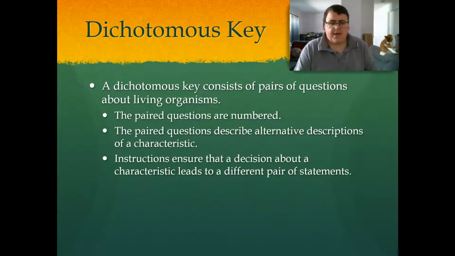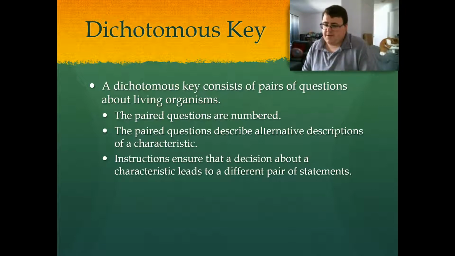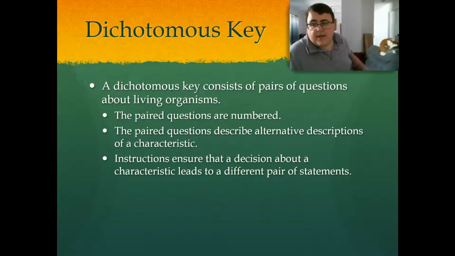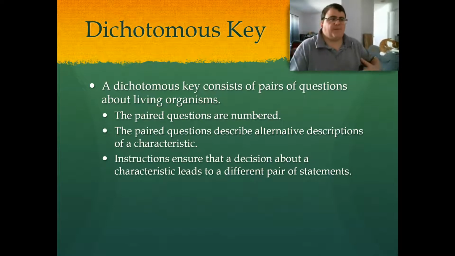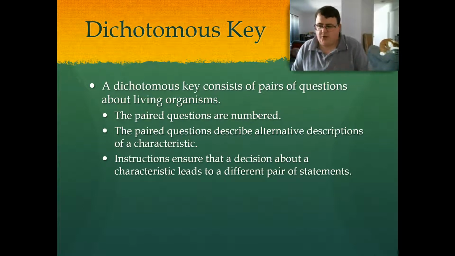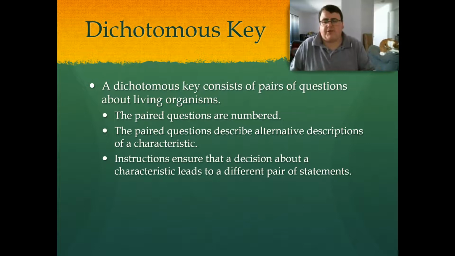A dichotomous key consists of pairs of questions about living organisms, and those paired questions are numbered. Each of the pairs will have alternate descriptions of a characteristic. So for example, I might have this cat: the animal has 4 legs, or the animal has 2 legs. If it has 4 legs, it could either be a dog or a cat or a goat or a horse. If it has 2 legs, it could be a gorilla, it could be a human. And you start to narrow down your choices with each question you get to. At the very end, you'll get to the exact species that you're looking for.